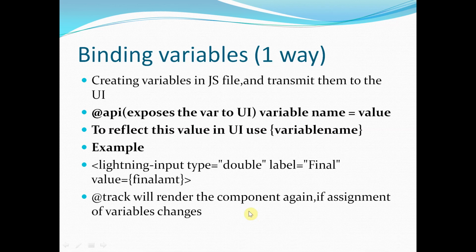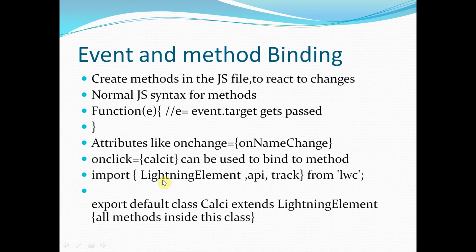So what we have seen so far is that you can create a variable and transmit it to a UI. This is basically one-way binding. Say in this lightning input, whatever value you give will appear over there, like we saw in the initial message which was passed. And how do you bind the methods? So how do you have an event and method binding?